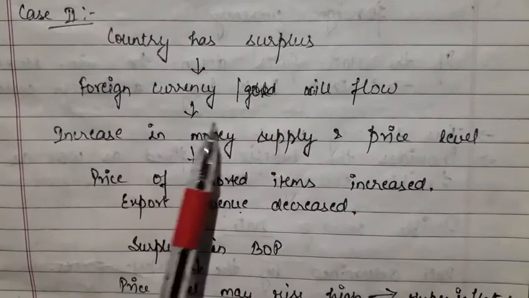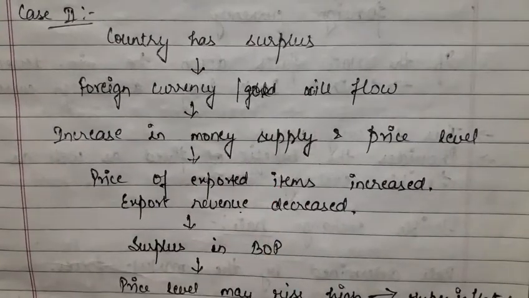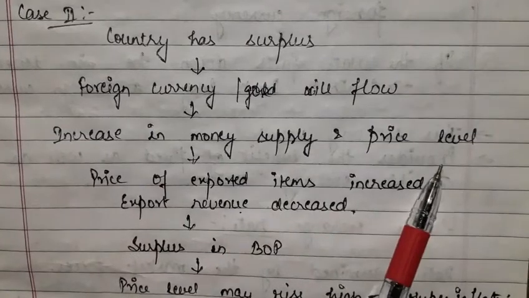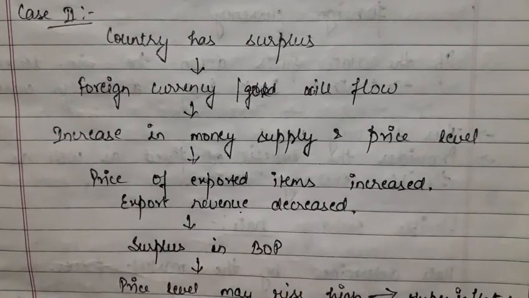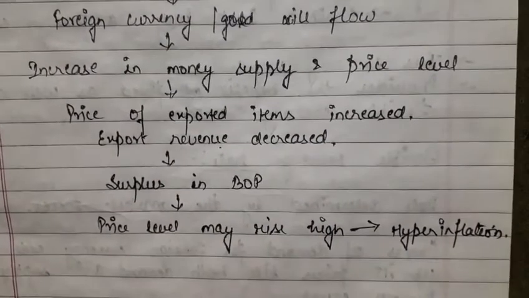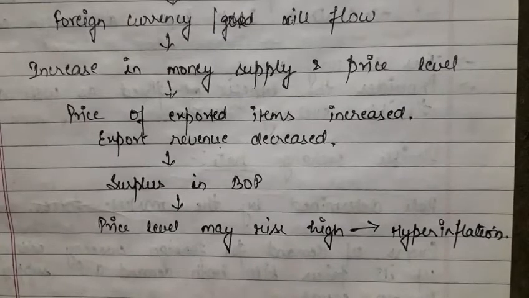Then suppose that foreign currency or gold is coming inside our country. The money supply and the price are going to increase. The price of exported items will increase, and the export revenue that we are getting will decrease. Then we'll have a surplus in BOP, because now the export revenue is decreasing, so we'll have a surplus in our balance of payments. Because of this, the price level will rise high, and it will be a case of hyperinflation. It means there will be a big rise in prices in the country, and it will lead to a condition of hyperinflation.